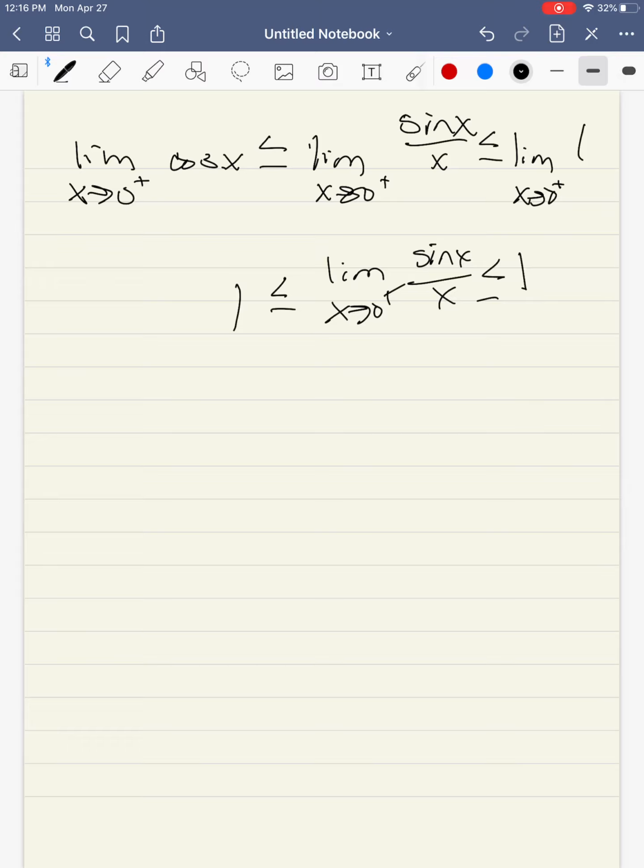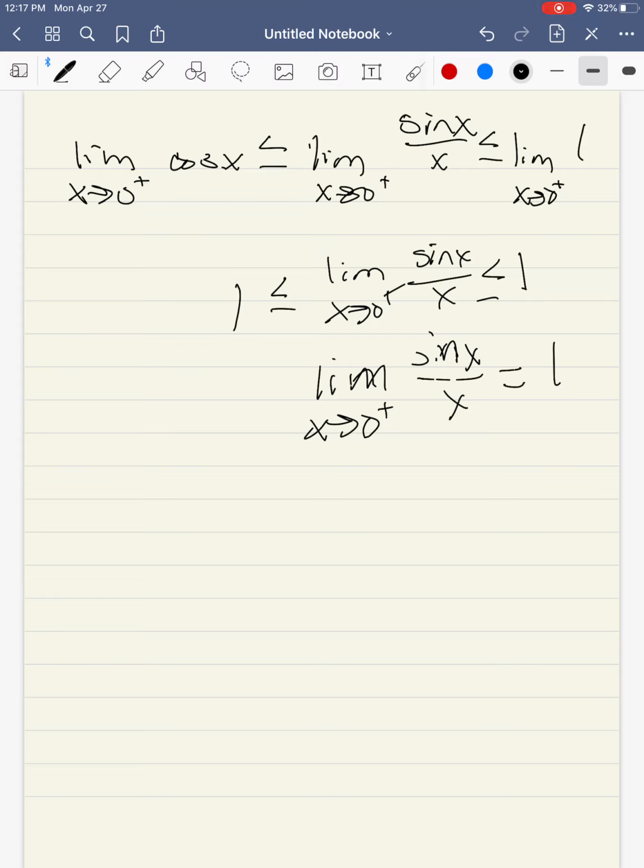So then by the squeeze theorem, if this is 1 and this is 1, then the limit as x approaches 0 from the positive side of sine of x over x is equal to 1.